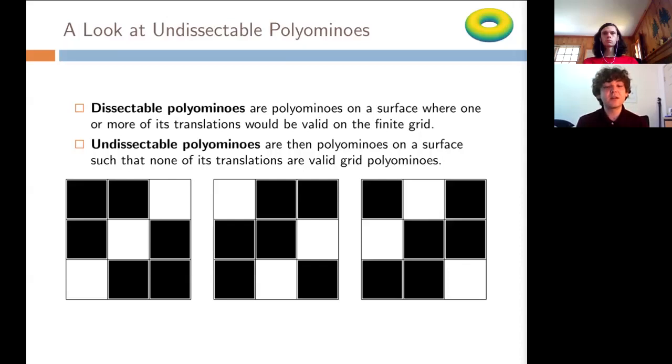Here, for example, is an undissectable polyomino on the 3x3 torus. It has only 3 possible translations due to its symmetry. Notice how each of these translations has one or more cells that are not connected due to this diagonal of empty cells that translates across the grid. It presents an interesting discovery that there are some polyominoes that can be constructed on a torus, but not on a two-dimensional grid of the same size.